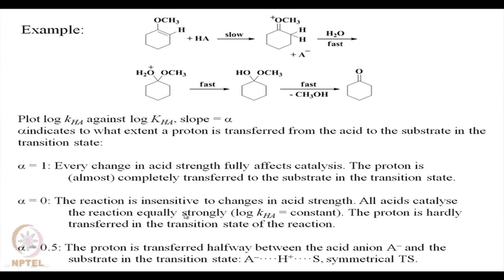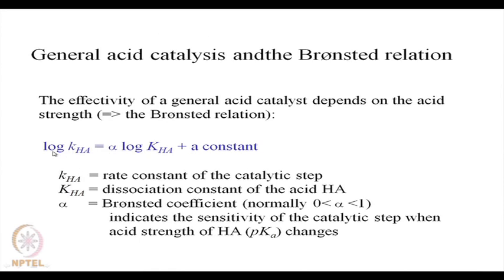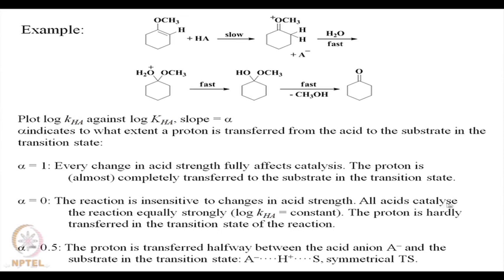Alpha is equal to 0, the reaction is insensitive to changes in acid strength. Alpha equal to 0 means log K H A is just constant. So, all acids catalyze the reaction equally strongly. That means there is no difference with respect to pK, any acid can do the reaction. That is why it is called all acids catalyze the reaction equally strongly. So, log K H A is constant. The proton is hardly transferred in the transition state of the reaction.